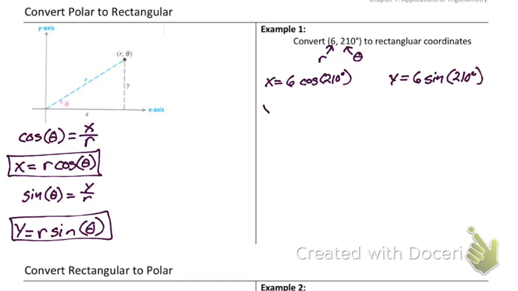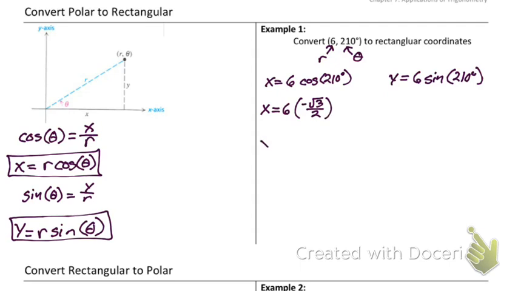This is a problem where you cannot use your calculator. Who thinks they know what the cosine of 210 degrees is? Oh, cheater, but go ahead. Negative square root of 3 over 2. At least he did work, though.